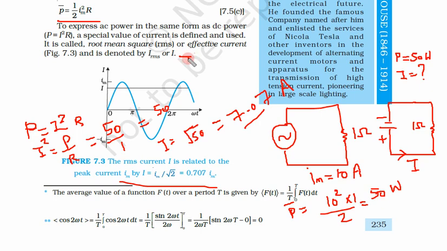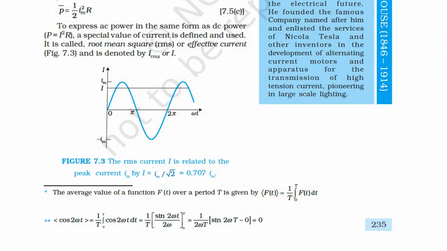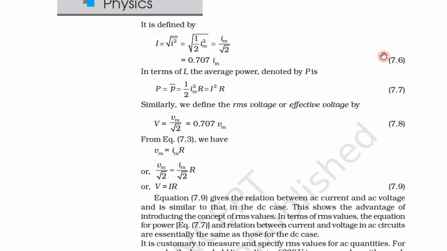Now let us use this formula. According to this formula, DC current I is equal to 0.707 of maximum current. The maximum current here is 10 ampere. So 0.707 into 10, again we get 7.07 ampere. So this is the meaning of this equivalent DC current. Now we have learned what the equivalent DC current is, and we have seen that in both cases the power consumed remains the same.